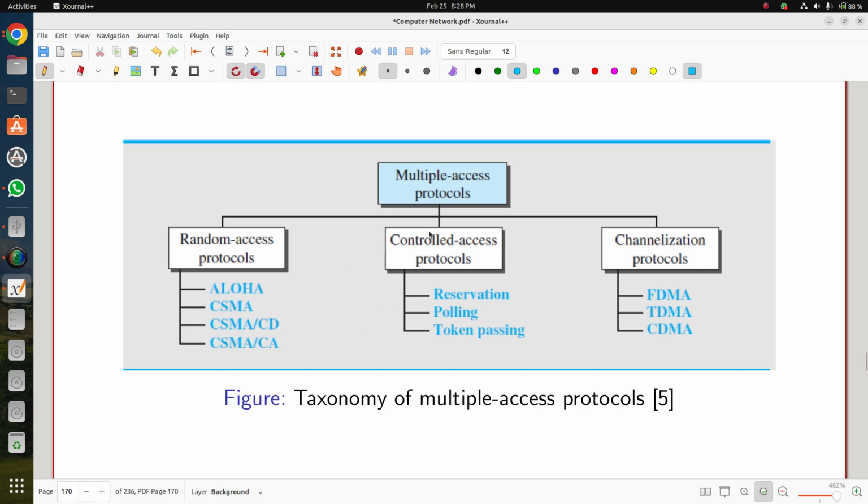Then there is a category of protocols that follow reservation or some other different kind of mechanism. These are the controlled access protocols. They include reservation-based protocols, polling-based mechanisms, or token-based systems. Then we also have channelization-based protocols, where we divide the communication link into different channels, and by following a certain mechanism we allot the channels to different stations for transmission. So these are the three broad categories. We will focus mainly on the random access protocols.